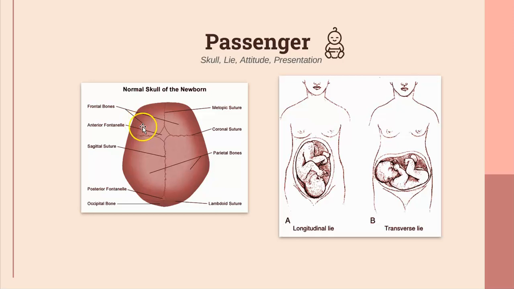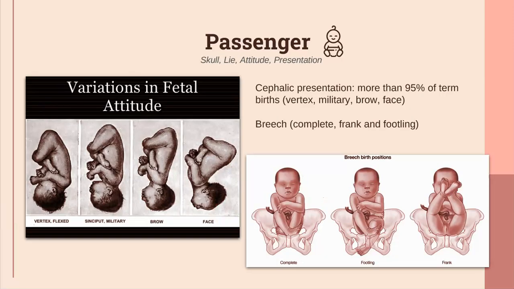So when you do a cervical exam, you can actually sometimes feel the fontanelles on the fetus, and you can get an idea of where that head is and the direction that the baby is facing. So there's variations in attitude. So vertex flexed is what we want, because that gives you the smallest diameter of what has to go through that pelvis and that cervix and vagina.